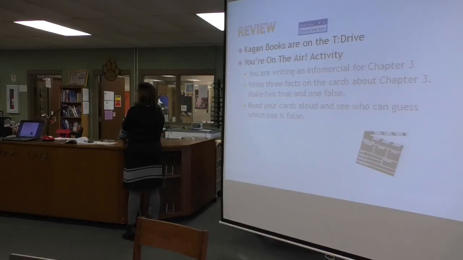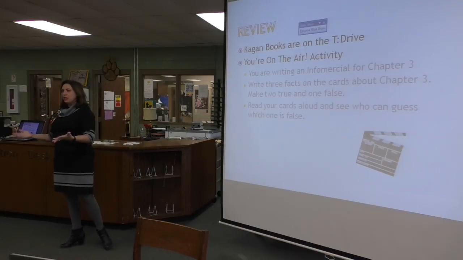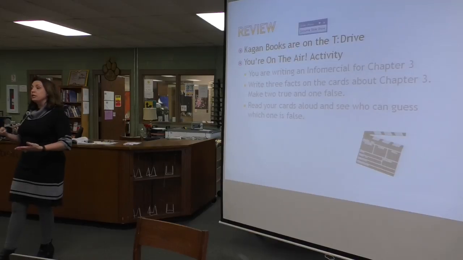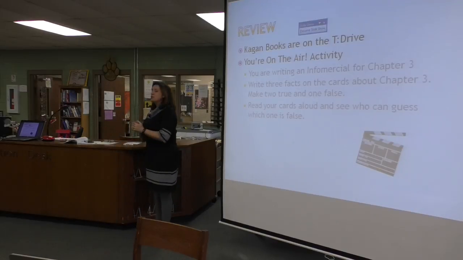Okay, great. All right, so here's what's going to happen. I'm going to call a number. If it's your table number, your spokesperson's going to stand up, and you are going to read your 3 clues for your infomercial from your cue cards. And then we will decide which one is false. We're just going to choose the false one. All right, so my first number is 4.